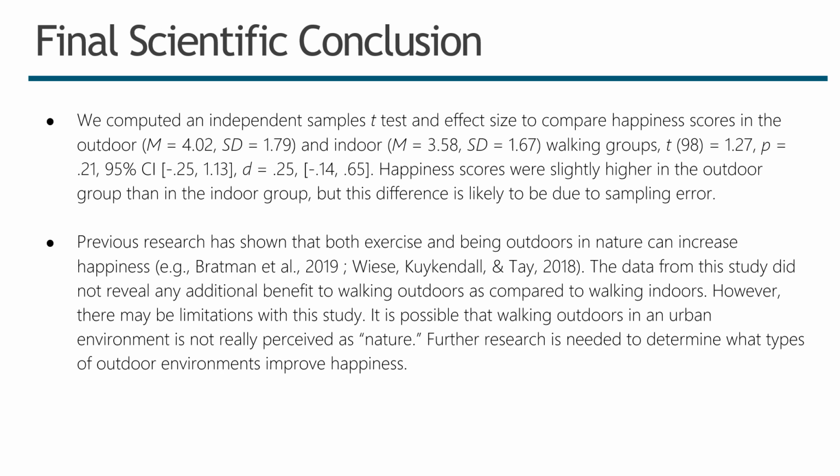So finally, we've pulled this all together in one big conclusion, where we start with a summary of our results, just giving all the numbers in the first sentence. After that, it's helpful to provide another sentence summarizing this in plain, simple English. Like I can just say now that, well, happiness scores were slightly higher in the outdoor group than the indoor group, but that difference is likely to be due to sampling error. And then follow that up with your research and scientific context.